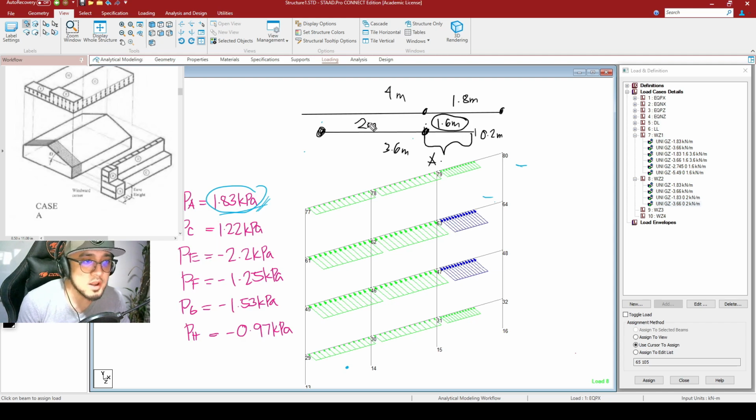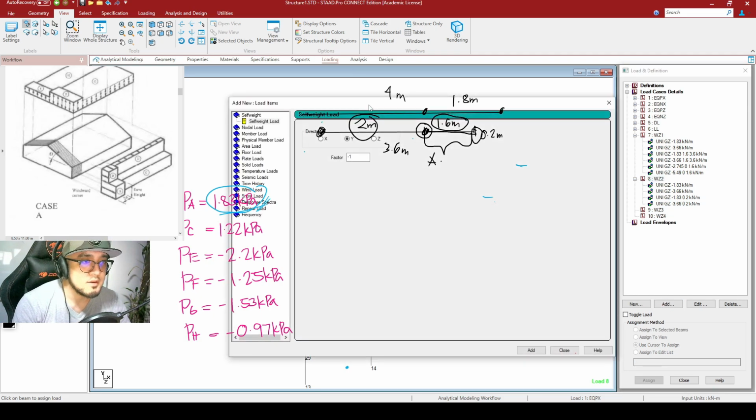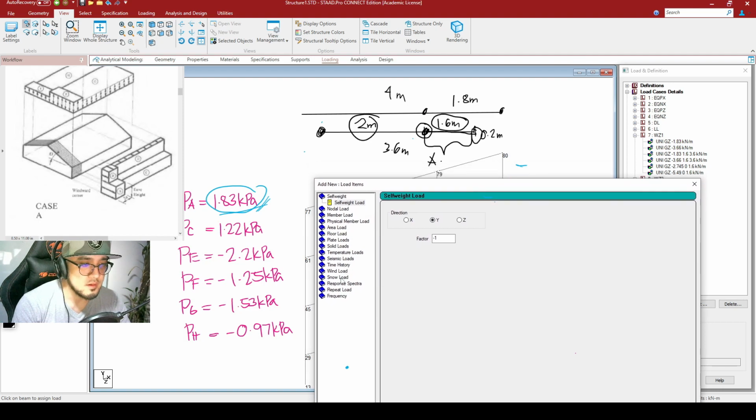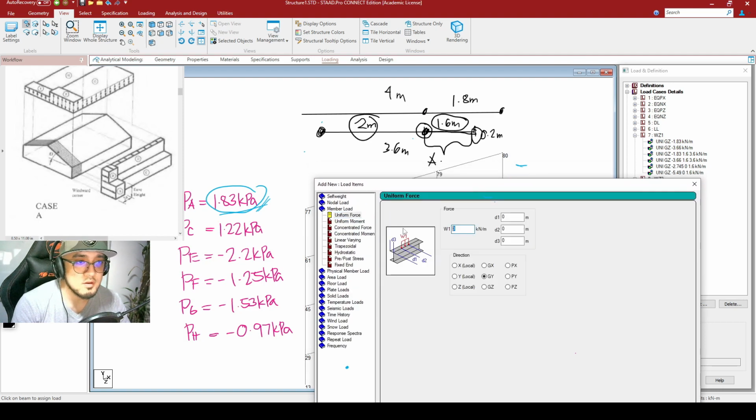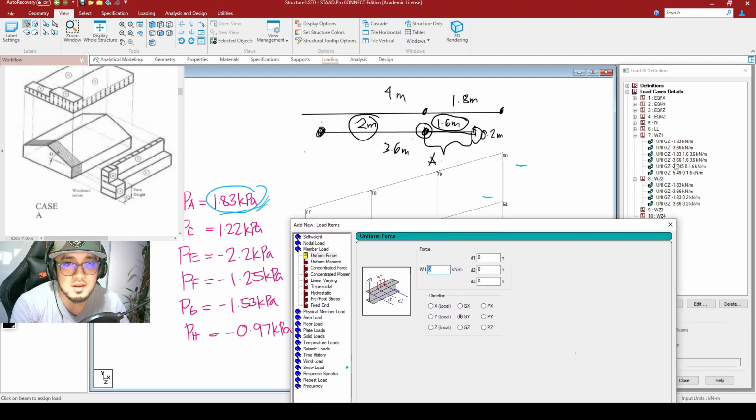From that, our starting point is now equal to 2 meters. So this is our starting point and it would end at 3.6. From that, guys, I would now be adding another one here. So click add. Then member load. What is to be the magnitude of your zone A? That is to be negative 2.745 as solved for earlier. Then GZ or the global Z direction.